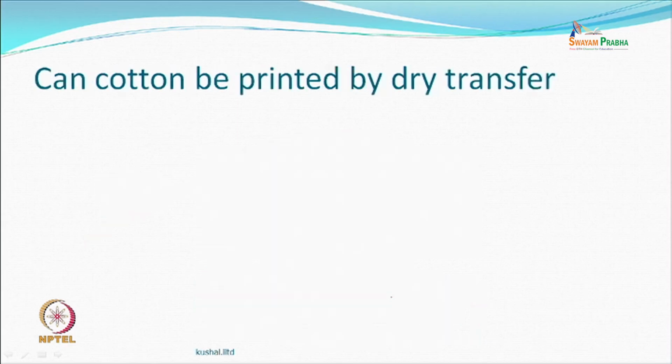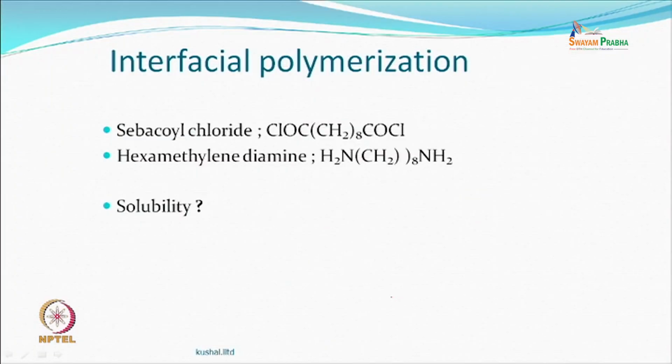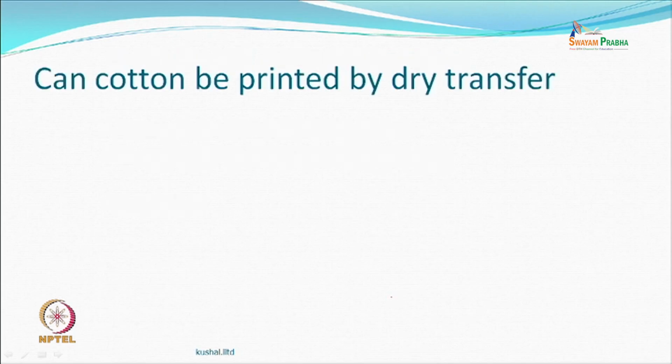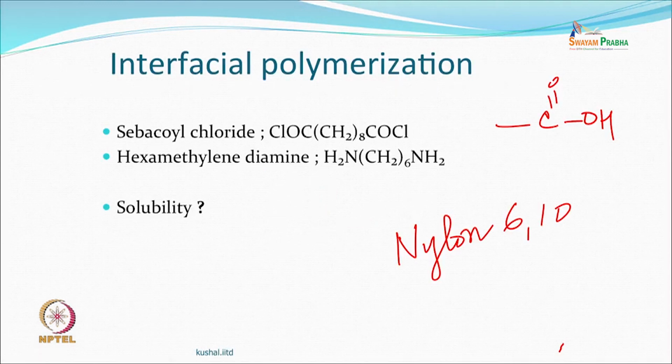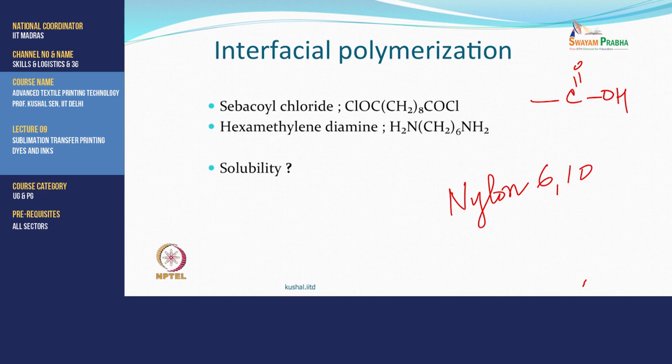Can cotton be printed by dye transfer? Dye transfer means you have disperse dye, right. So normally you will say it cannot be, right. So you can say, well, normally no, unless you do something. Have you heard of interfacial polymerization? Interfacial polymerization is the polymerization which takes place at the interface.